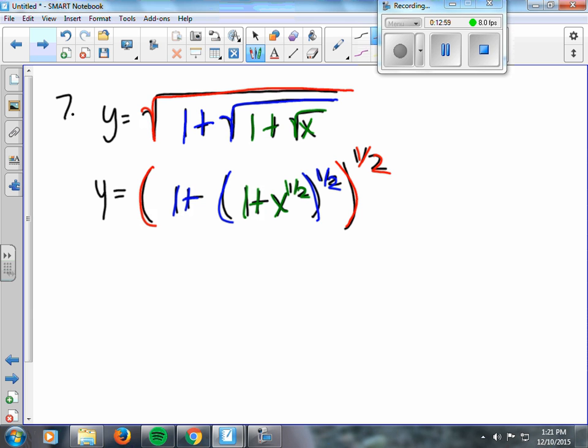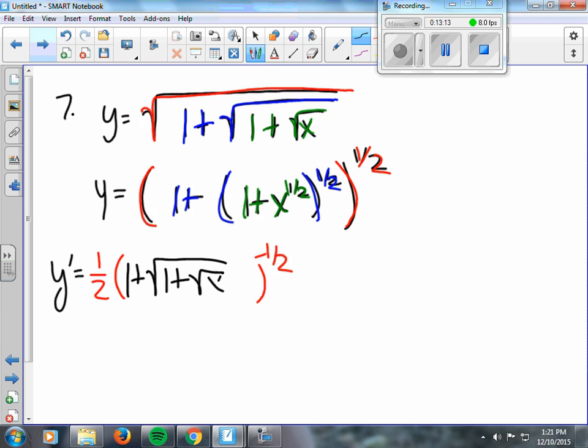I'm going to start by peeling off the outer layer. What is the derivative of the outer layer? Well, that's a 1/2 power, so it's simply 1/2 to the negative 1/2. What goes on the inside? Exactly what was there. I'm not changing that. That is this. These are the same things. This is 1 plus the square root of 1 plus the square root of x. You can leave it with the parentheses and the 1/2 if you want. All I did was the derivative of the red.